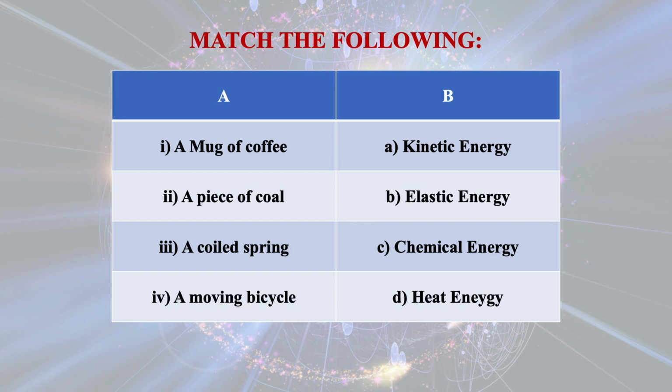The fourth one is a moving bicycle, and since it is having a velocity, it is related to kinetic energy. So a mug of coffee is matching with heat energy, a piece of coal is matching with chemical energy, a coiled spring is matching with elastic energy, and a moving bicycle is matching with kinetic energy.